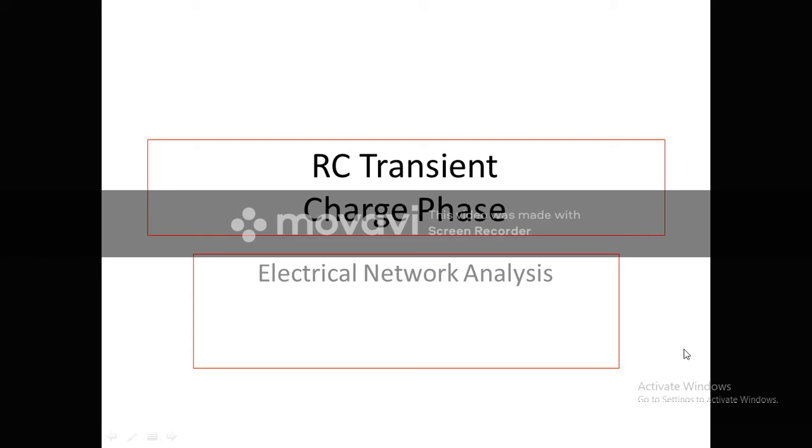Bismillahirrahmanirrahim. Electrical network analysis, and today our topic is RC transient, and we have two phases for the RC transient. The one is the charge phase and the other is the discharge phase. So let's start with the charge phase.